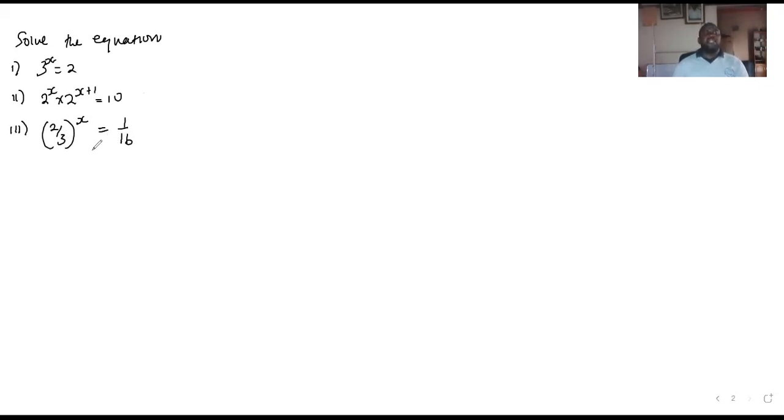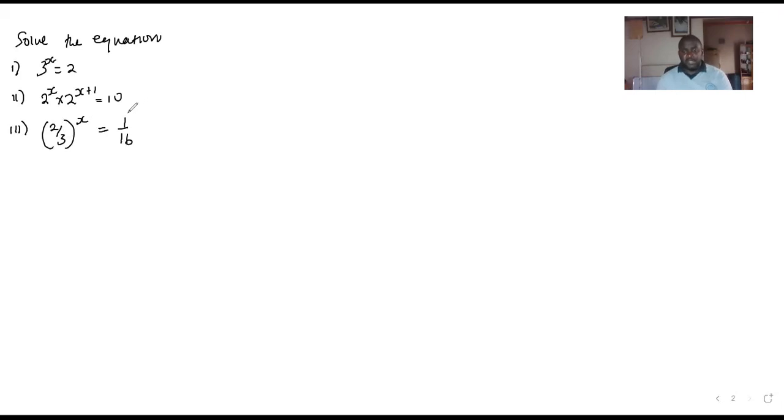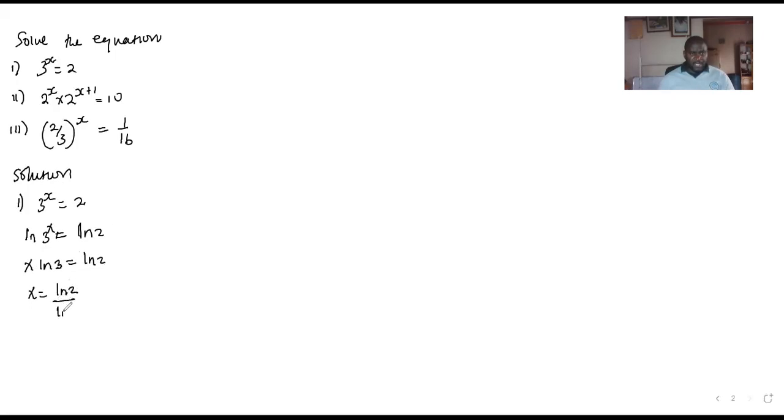Okay. Now we can solve this using logarithms, which is the common log, and also using natural log. For example, 1, 3 power x is 2. I can decide to introduce natural log. Natural log is log to base e. So you introduce log on both sides. You'll get x natural log of 3 is equal to natural log of 2. Therefore, x would be natural log of 2 divided by natural log of 3. You can get the answer.